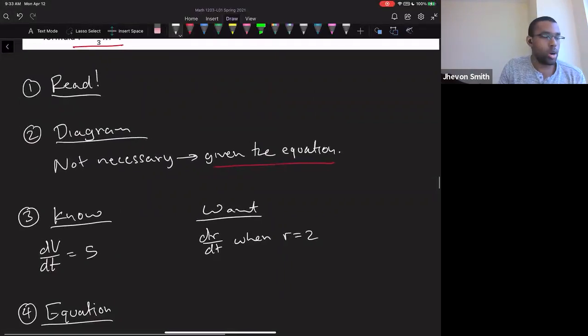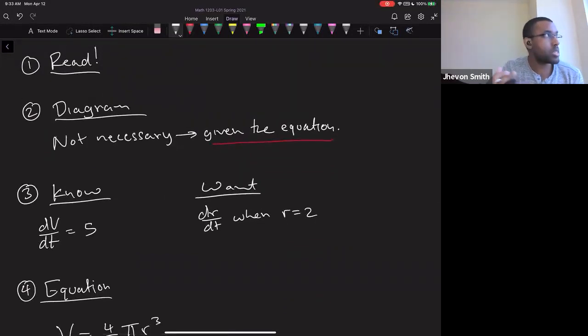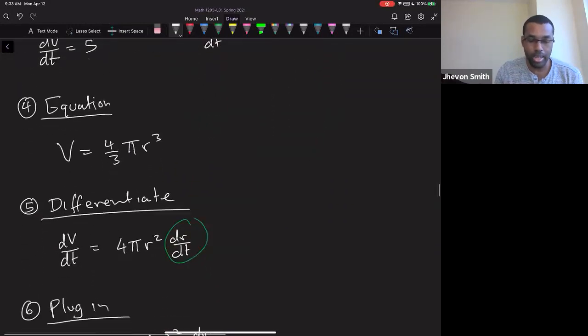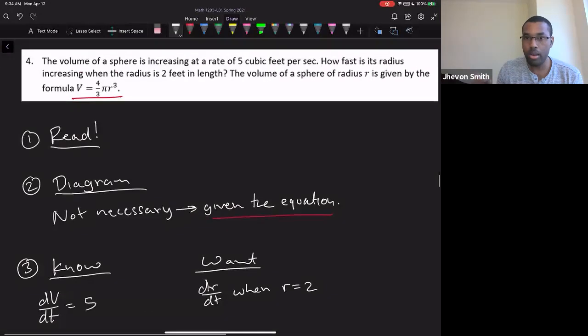Now, you want to get to a point where you can do a problem relatively that quickly. I mean, on a test, I would expect you to take 10-ish minutes max on a related rates problem. But a lot of them, if you've really studied enough, should actually take less than that. But yeah, that's the process. Here, we didn't need the diagram because we're given the equation.